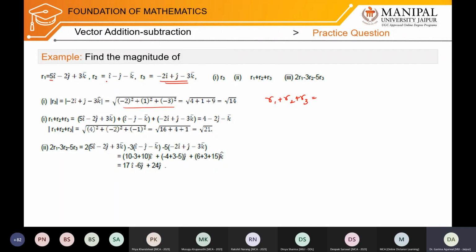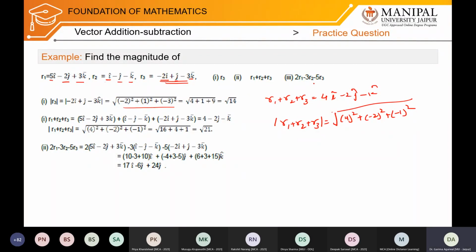First I need to find the addition of these vectors, R1 plus R2 plus R3. The coefficient of i cap is 5, here it is 1 and here it is minus 2. So 5 plus 1 minus 2, that is 4 i cap. Now minus 2, minus 1 and 1, that is minus 2 j cap. Then 3, minus 1 and minus 3, so it is minus k cap, right? This is R1 plus R2 plus R3. Now the magnitude of R1 plus R2 plus R3, again root, coefficient of i cap square, coefficient of j cap square and coefficient of k cap square.